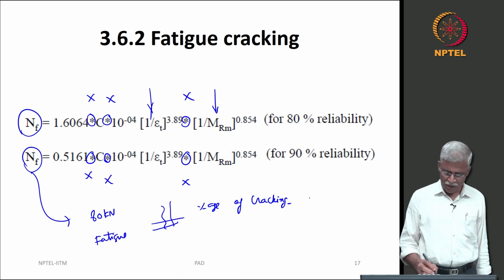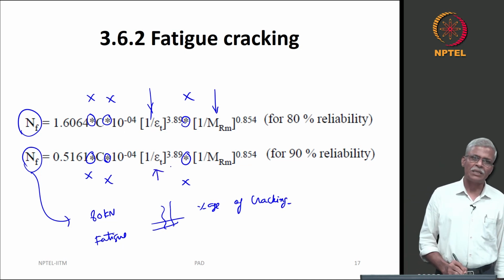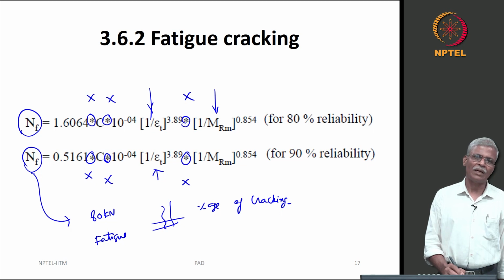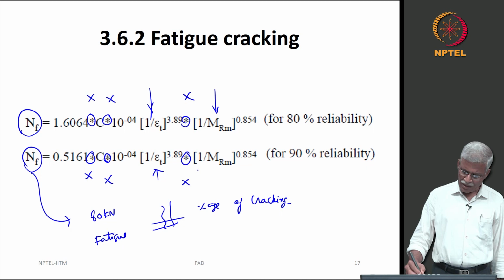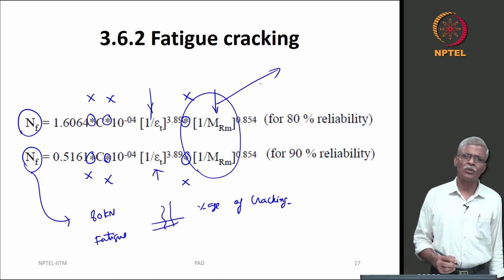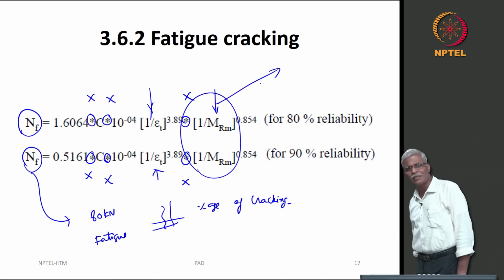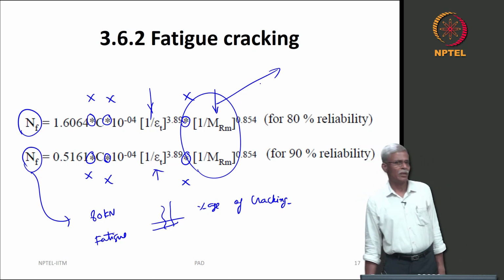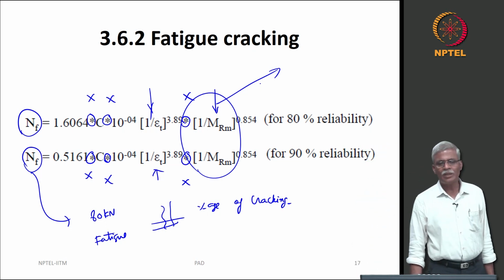Same story. So, here it is strain, here it is damage, and this is the process. Now, you must be wondering as to why this modulus is also here. I think I have already discussed this. You may want to go back and recollect why the modulus is there.